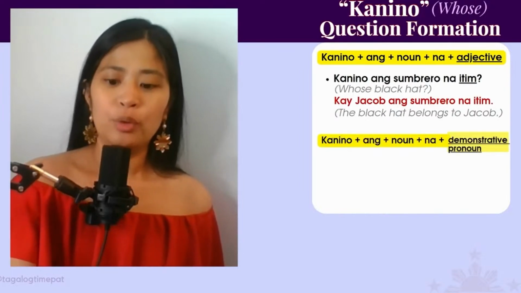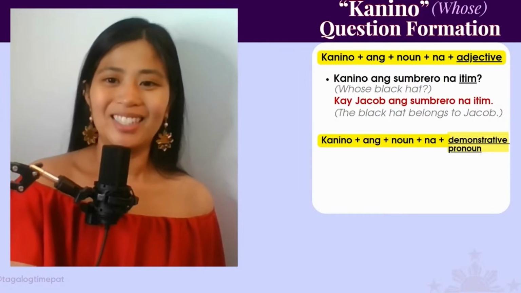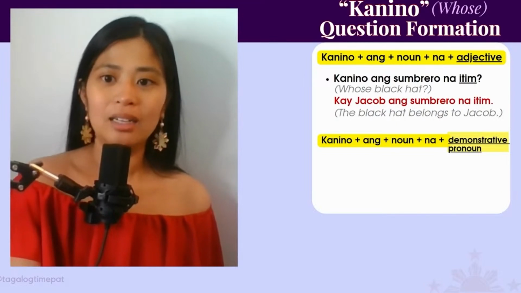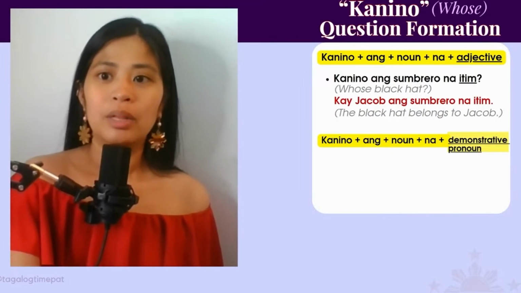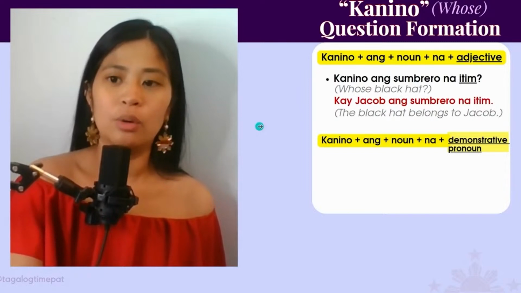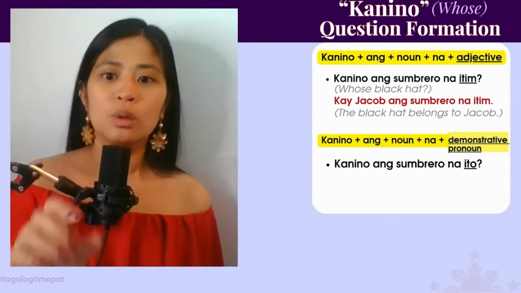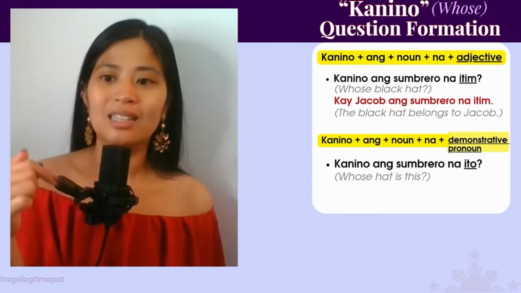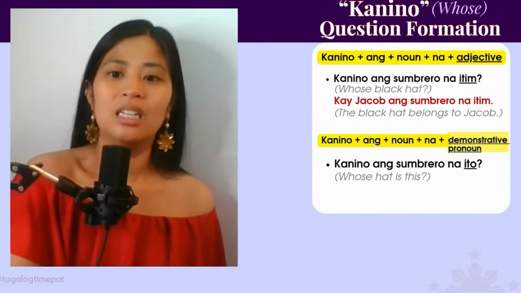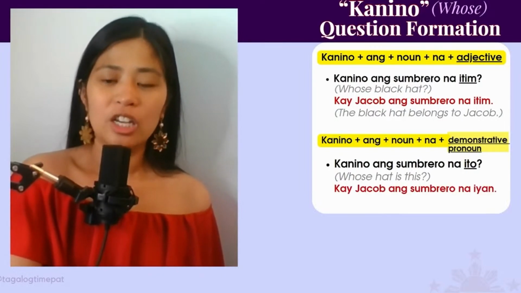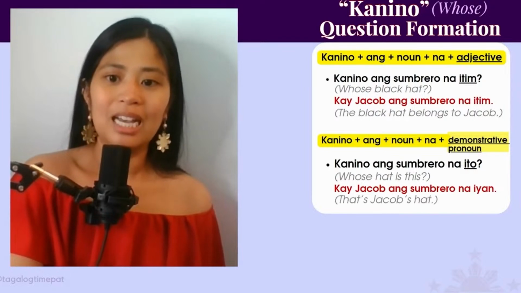And I want to move forward, and then we're going to go back and make everything make sense. Okay, so the next question structure would be kanino ang plus the noun plus na, and then a demonstrative pronoun. So it's similar to the previous structure. Instead of an adjective, though, it's going to be a demonstrative pronoun. So kanino ang sombrero na ito? Whose hat is this? And the response, kay Jacob ang sombrero na iyan.